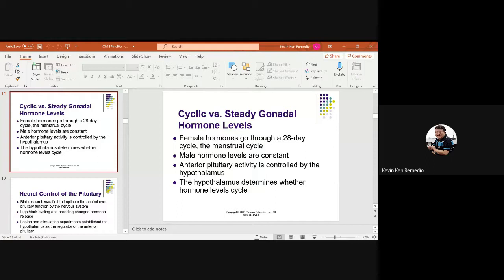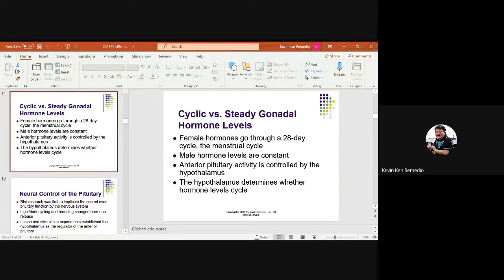Female hormones go through a 28-day cycle. Ang females have what is called the menstrual cycle. Right? So meaning, class, there is a 28-day time frame wherein the hormones of females are very active. And then after which there is a time frame where production is not active, and then the cycle starts again. Males, on the other hand, have constant hormone levels.